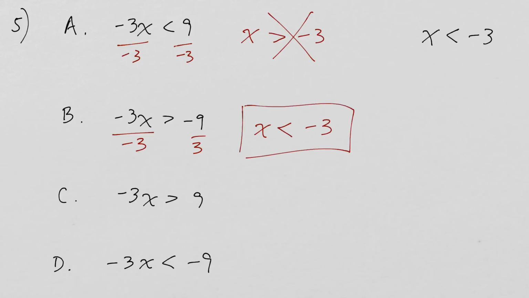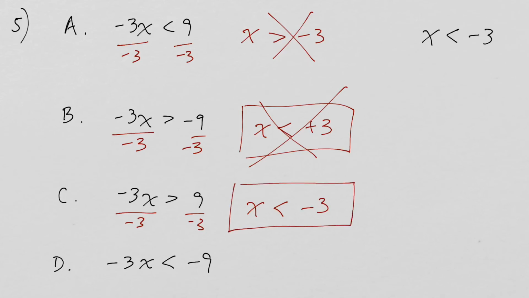Well, let's just check the other two. If I divide here by -3, the inequality will flip directions, and I'll have, oh, I must have written down the same thing twice. Oh, this one is a +3. Oops. So this is going to be a +3, and that's not the case here. This one, I have 9 divided by -3 is -3, and that's the one we want. And so for the last one, if we divide by -3, we get x is greater than a +3. That's not it. So we're after part C.